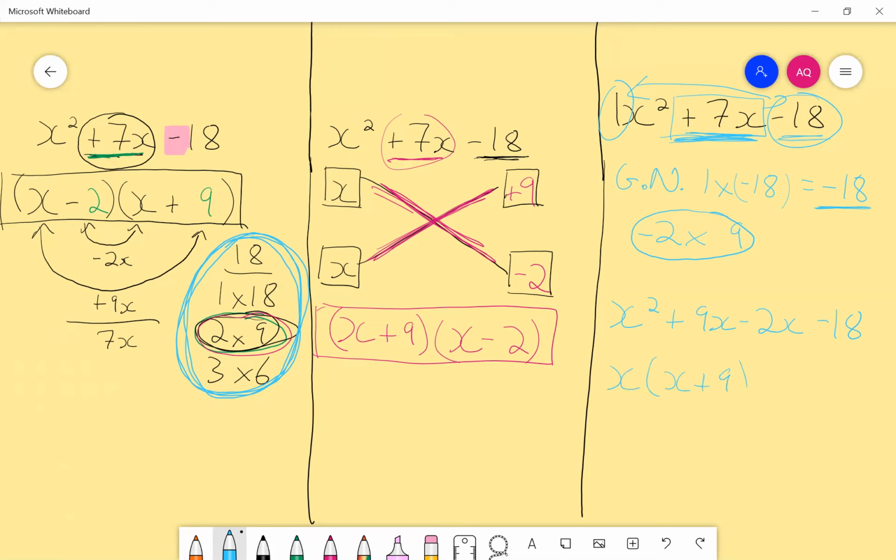So x times (x plus 9) minus 2 times (x plus 9). Now again, similar to the previous one, it must be a minus 2 for us to actually get x plus 9 and x plus 9. Remember, with grouping, the two brackets must match. 2, you could take out as a common factor, but then our brackets would not match. So it must be minus 2. So we'd have x plus 9 and x minus 2 as our answer.